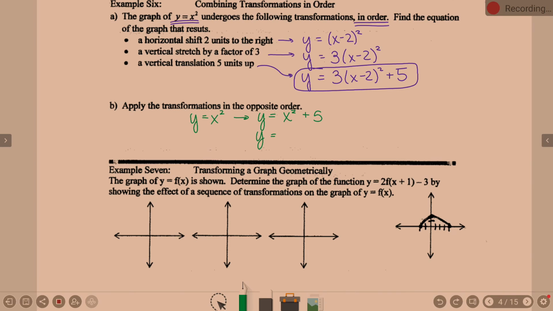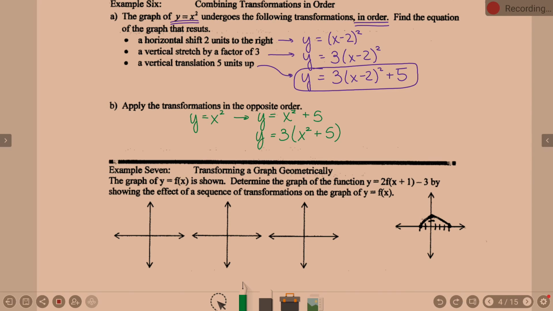Here's the deal. We've already moved it up 5, yes? And now we want to stretch it by 3. So we're going to take this whole piece and stretch it by 3. So you have to have parentheses around the entire piece, which is what makes this different by going in this opposite order. What makes it different than last time?